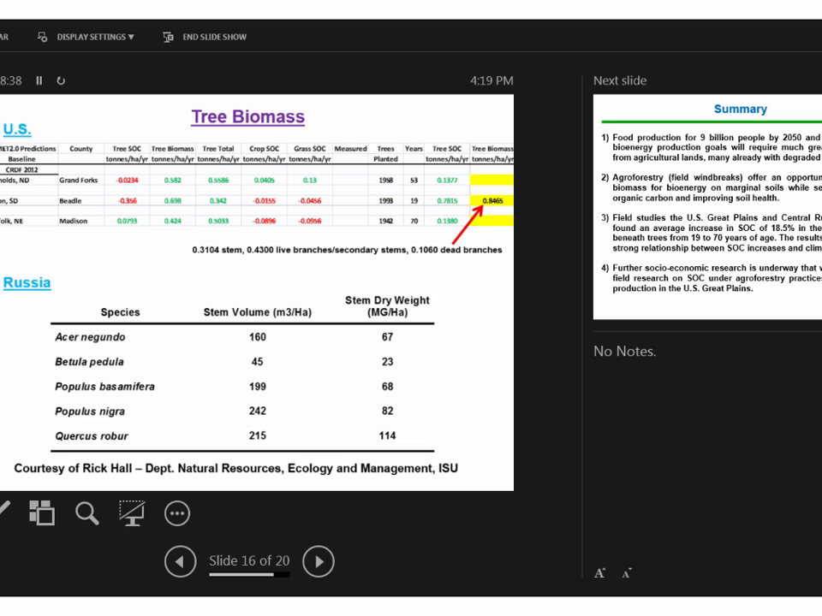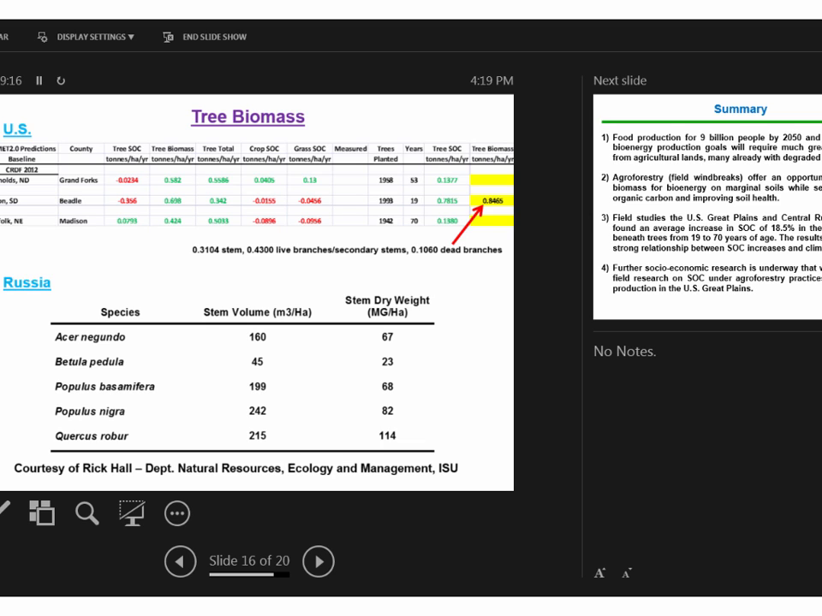tree total tons per hectare per year, soil organic carbon tons per hectare per year, and then whether it was in cropland or in grassland. Essentially I ran the same simulations as if it stayed in crop, stayed in grass, or was converted from whatever the land use was. It was always crop converted from crop to trees. So I ran those simulations, and then we have the measured data over here. Notice that I have those all in green, in tons per acre per year.